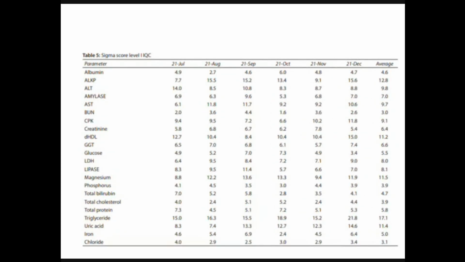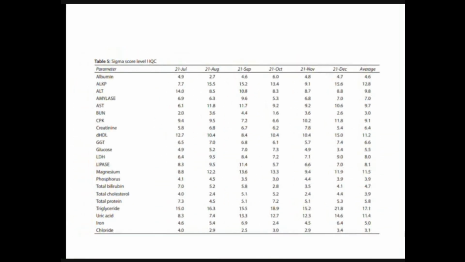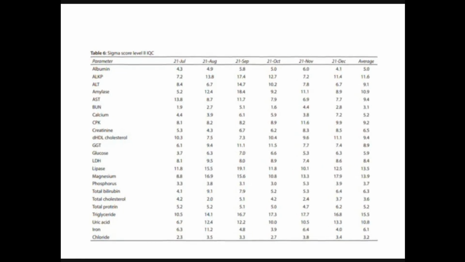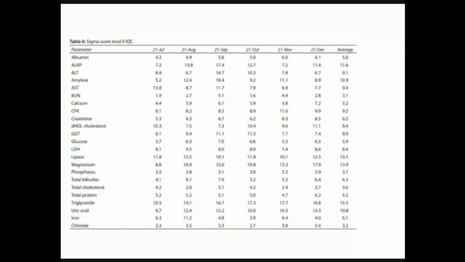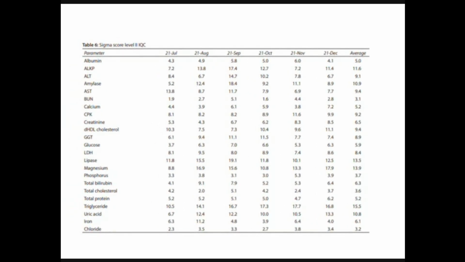Now sigma, not 6, it is just called sigma. Sigma score of level 1 IQC. So for albumin, the sigma score for level 1 has come to be 4.6 on average. Alkaline phosphatase 12.8, alanine transaminase 9.8, and chloride 3.1. That is how. And level 2, Table 6, sigma score of level 2 IQC. Because we have 2 IQCs, again there are 2 sigma scores.